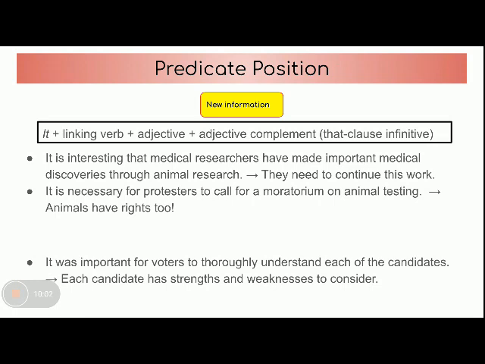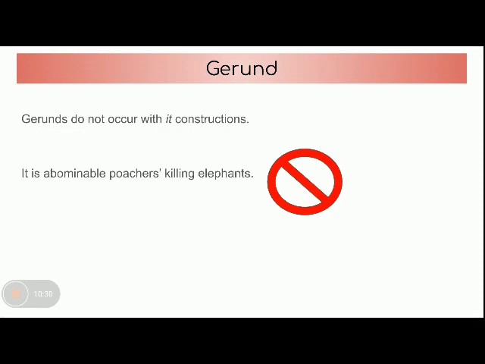Now, in the sentence, from the words for voters until the candidates can be known as adjective complement with predicate position because it is preceded by linking verb. And another exception is for gerunds. When it comes to its constructions, gerunds do not occur. Why? Because if we can see in this example, it is abominable, poachers killing elephant. If we take a look at the word killing, killing is a gerund, right?